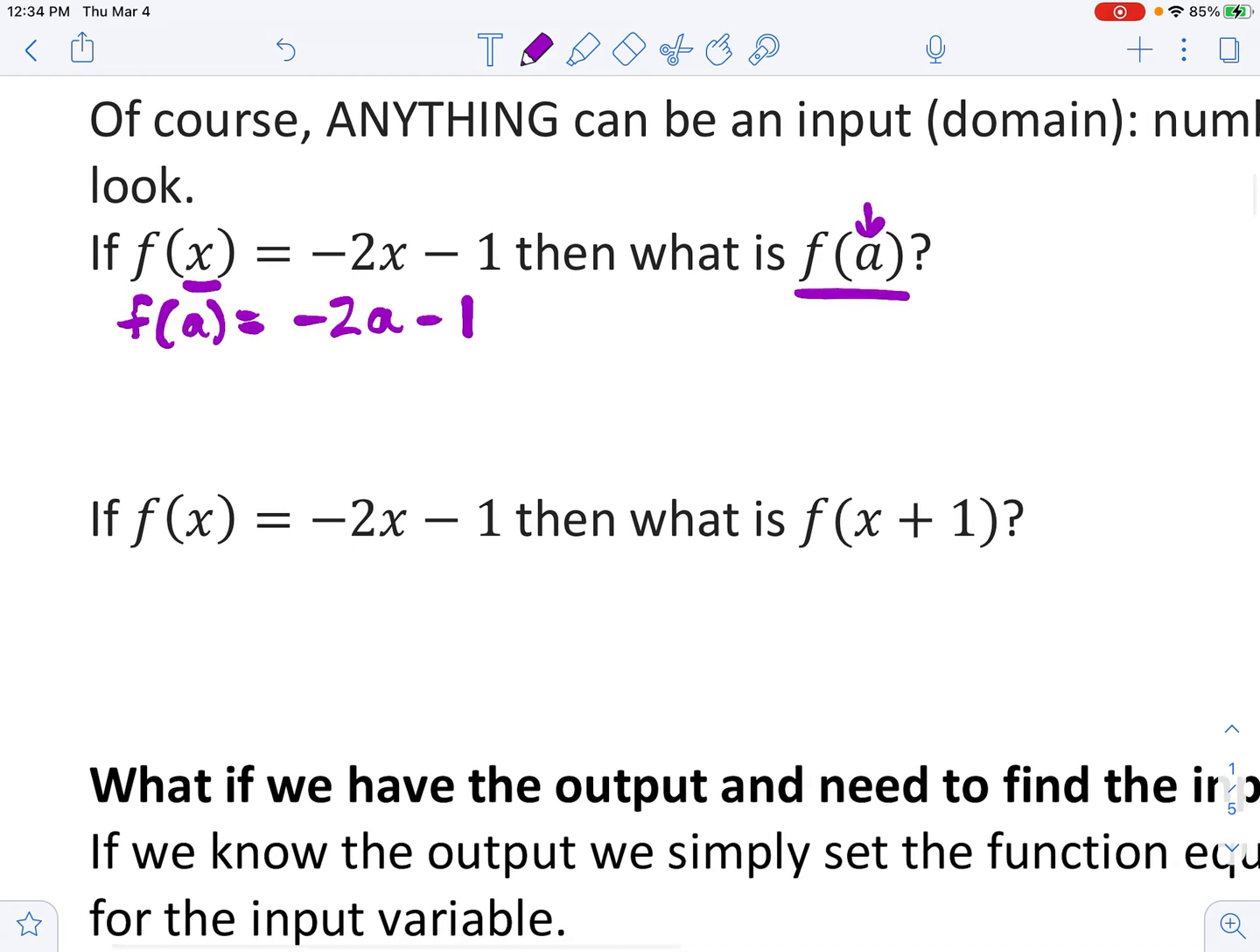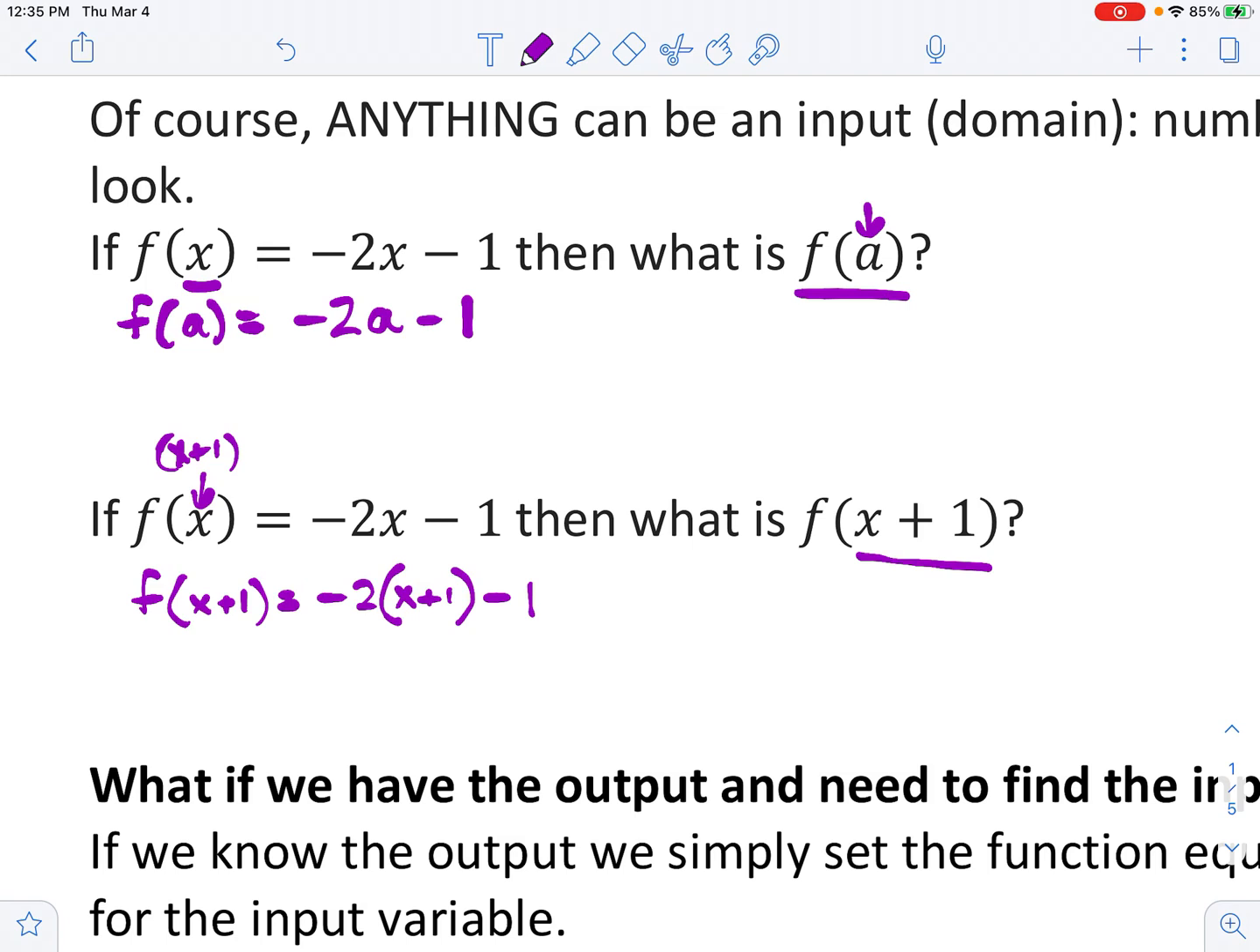What about if the input is an expression like x plus 1? Well, again, anywhere that we have an x or our original input, we are going to replace it with x plus 1. Okay, so it's going to look like f of x plus 1 is equal to negative 2. Now, because the input is an expression, I want to make sure that the whole expression gets kept together. That's why I'm going to put it in parentheses like that.